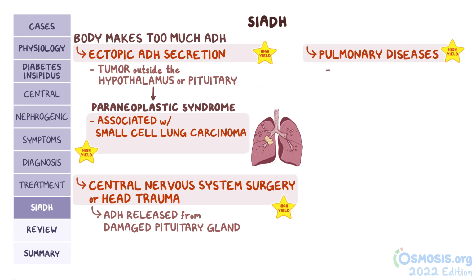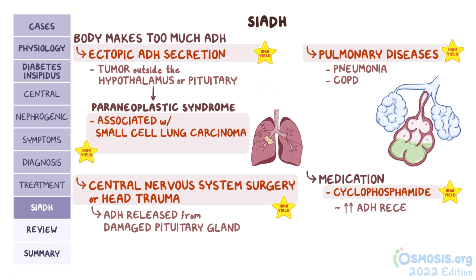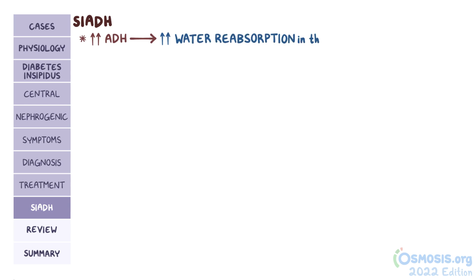Pulmonary diseases such as pneumonia and chronic obstructive pulmonary disease, or COPD, can lead to SIADH, but the exact mechanism there is unknown. Finally, SIADH can be caused by medications like cyclophosphamide, which increases the number of ADH receptors on principal cells. Now, with SIADH, the increased ADH leads to increased water reabsorption in the kidneys.